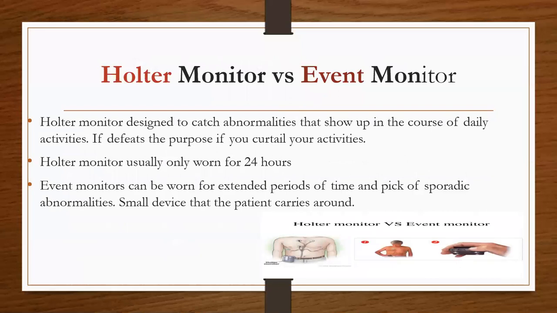So what are the indications for a Holter monitor versus an event monitor? Your Holter monitor is designed to catch abnormalities that show up in the course of daily activities. It defeats the purpose if you curtail your activity. The Holter monitor is usually worn for 24 hours, whereas event monitors can be worn for extended periods of time and they pick up sporadic abnormalities. It's a small device that the patient can carry around with them.